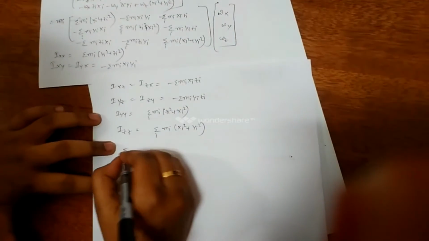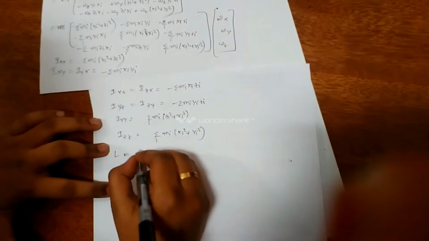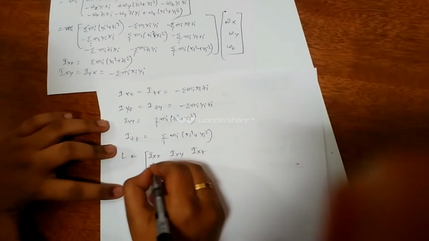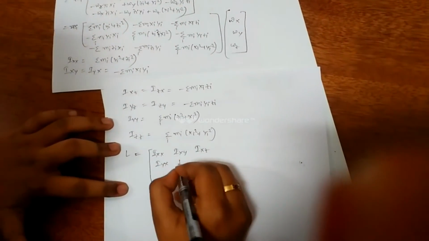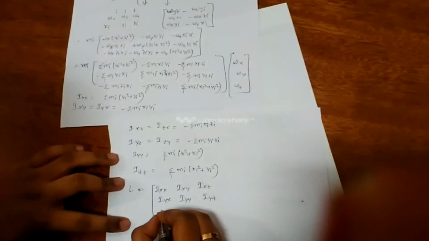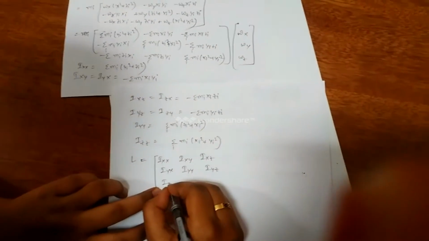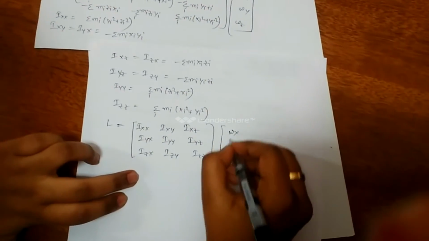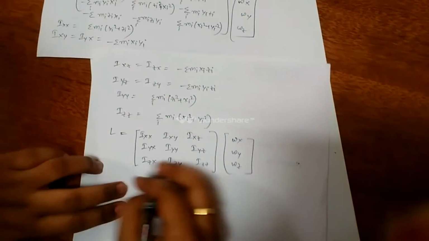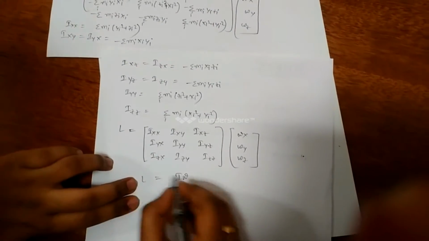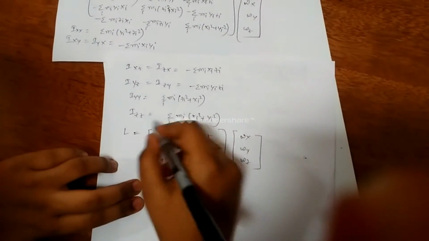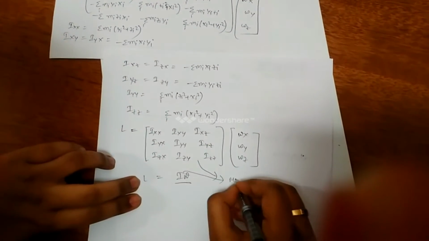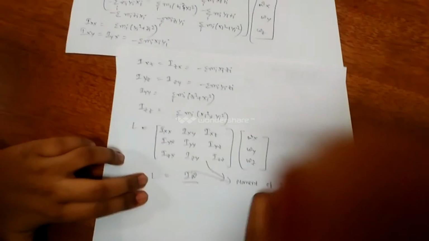So this matrix looks like capital L is equal to Ixx, Ixy, Ixz; Iyx, Iyy, Iyz; Izx, Izy, Izz, into omega x, omega y, omega z. Now this looks like the I omega form. So L is in the form of I omega. This matrix, capital I, is called the moment of inertia matrix.